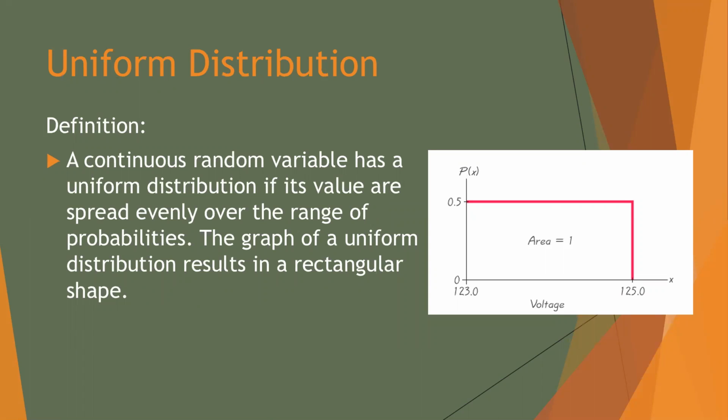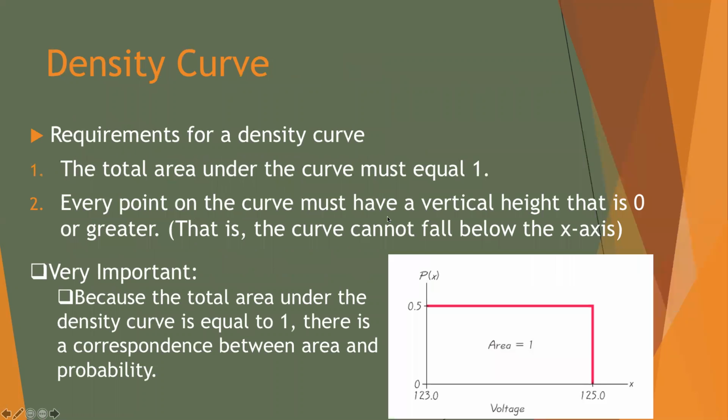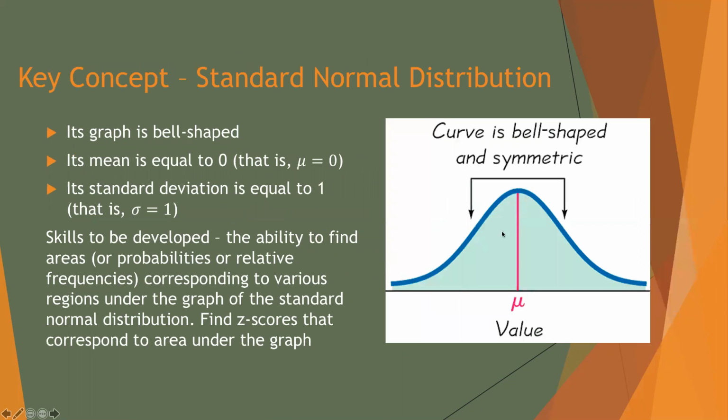A continuous random variable has a uniform distribution if its values are spread evenly over the range of probability values. This is an example of a uniform distribution here on the right, the voltage for a car battery. If you take this length here, which is 2, times 0.5, you'll find that this area equals 1, which shouldn't be a coincidence. The requirement for a density curve is that the total area under the curve must equal 1. That's the same thing I was saying right here: the area underneath this curve is going to sum to 1.